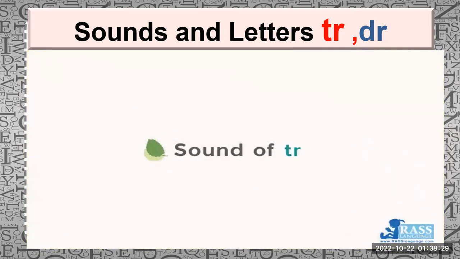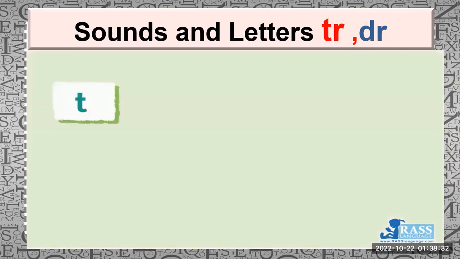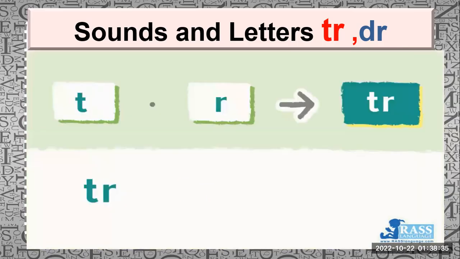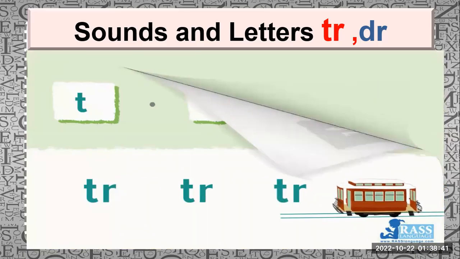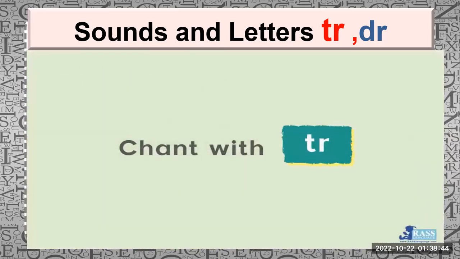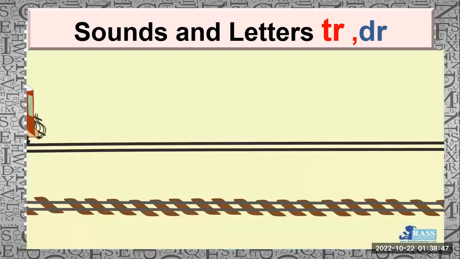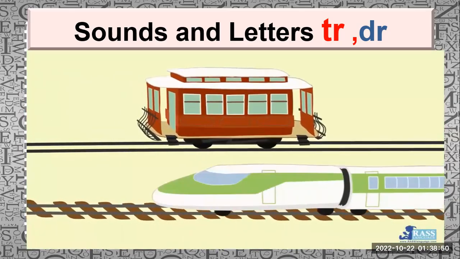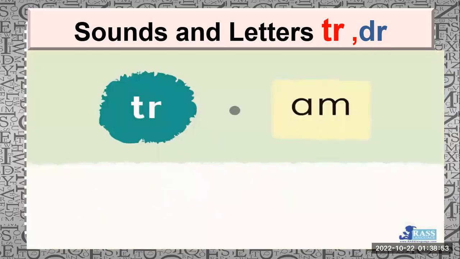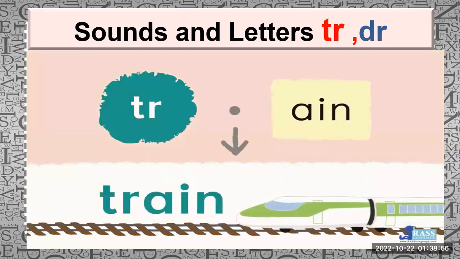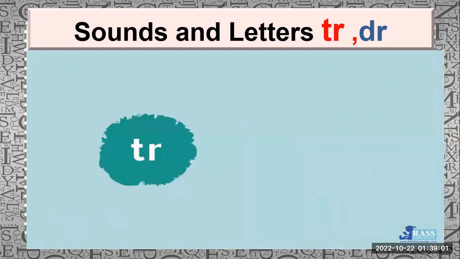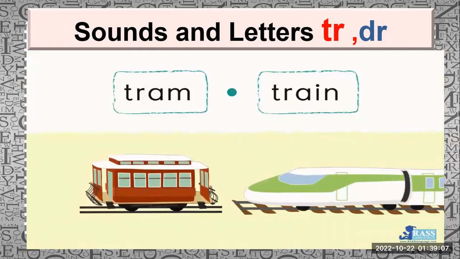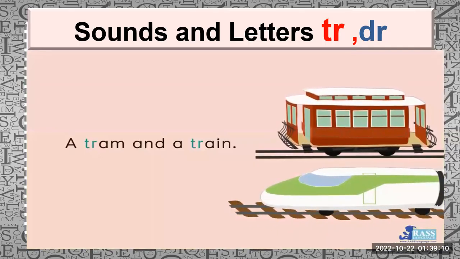Sound of TR, tr, tr, tr, tr, tr, tr. Chant with TR, tr, B1. Tr, tram, tr, ain, train, tram, train, a tram and a train. Tr, tram. Tr, ain, train. Tram, train. A tram and a train.